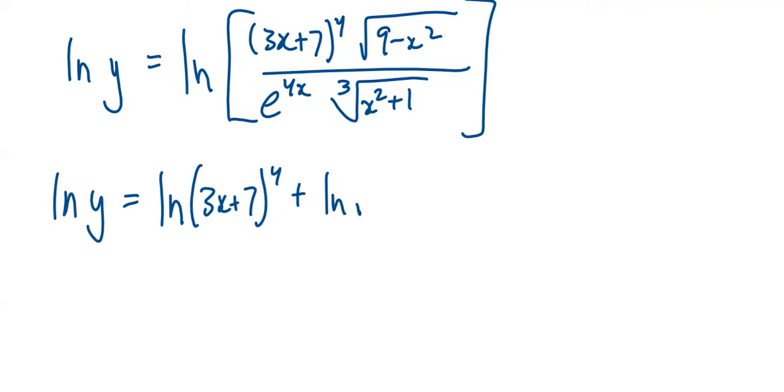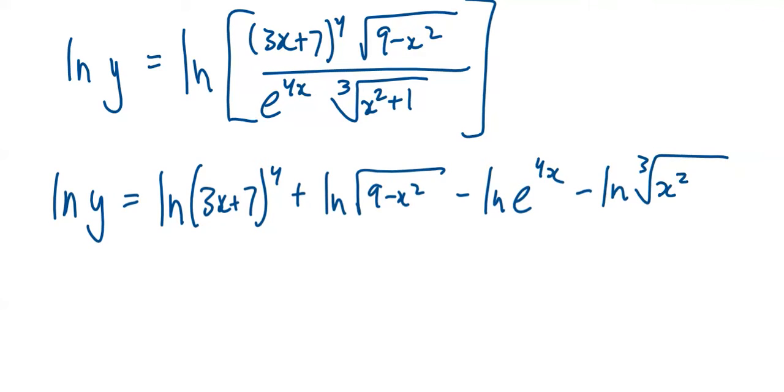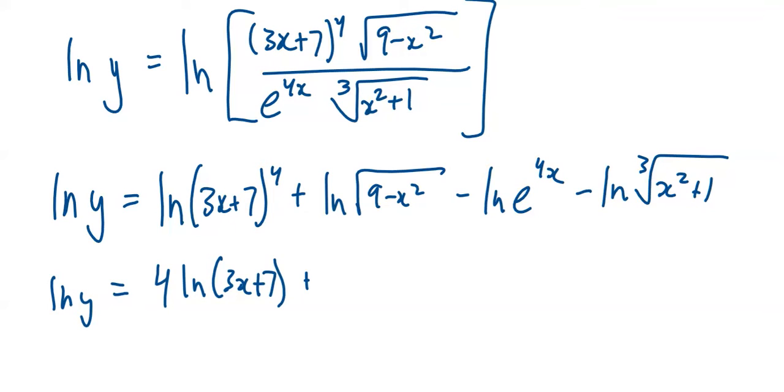Bring all the exponents out. What is this? ln of e to the 4x. It's just 4x. That's nice. That saved a lot of trouble. And this is a cube root, so it's 1/3 times the ln of x squared plus 1. Now, I'm not saying taking the derivative of this is going to be fun, but I think it will be a lot easier.